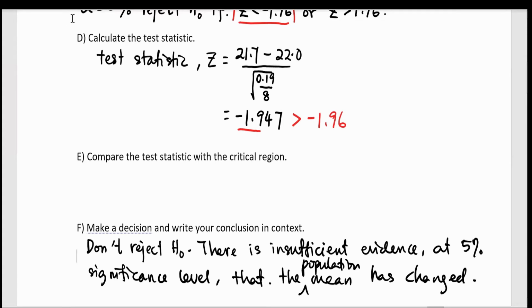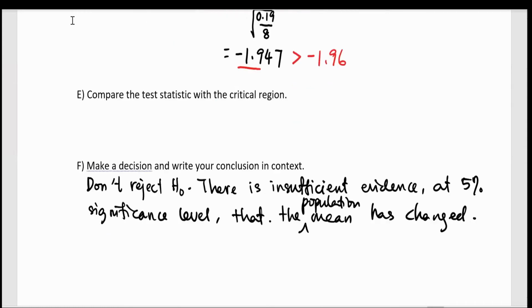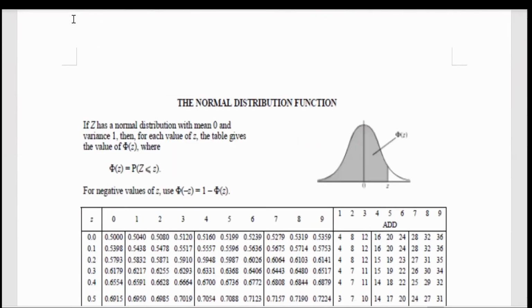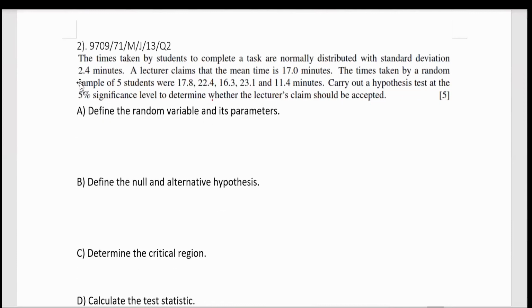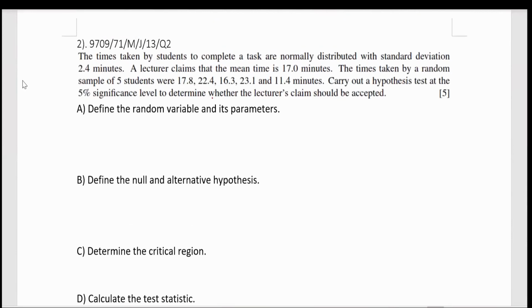Okay. Now I'm going to show you the next question. So this is the question from May, June 2013, variant 7.1 and question 2. The times taken by students to complete a task are normally distributed with standard deviation 2.4 minutes. A lecturer claims that the mean time is 17.0 minutes. So the times taken by a random sample of 5 students were, so 5 data are given.